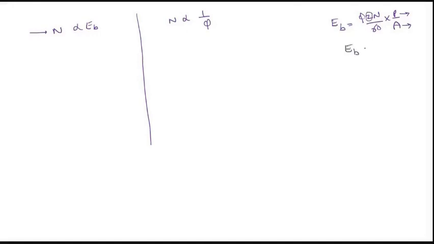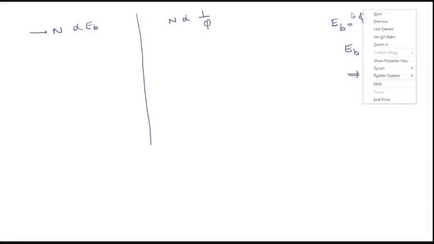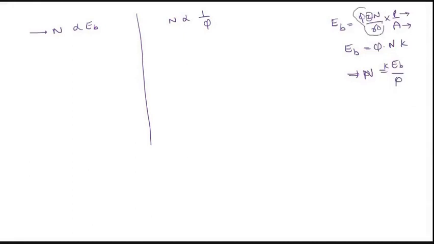Finally, you will get EB equals K phi N, so I can write N equals EB by K phi. Here K is a constant, consisting of everything except phi and N. If we remove the constant, N is proportional to EB by phi. Based on this, I can write two relations: N is proportional to EB, and N is proportional to 1 by phi.